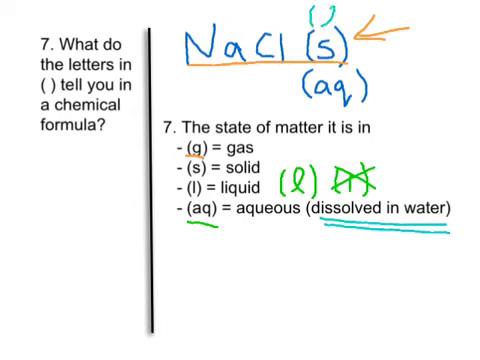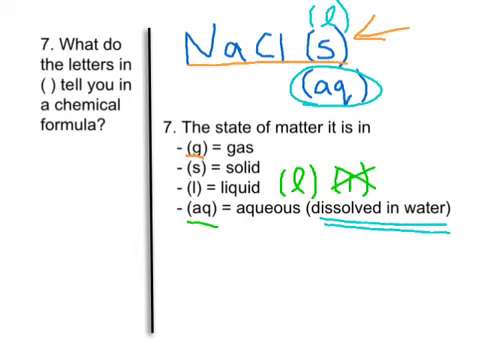If NaCl was a pure liquid, that means that we melted those crystals into pure liquid form, which is different than AQ. AQ means we put it in water and we dissolved it. So huge difference there. So again, liquid means pure liquid. Aqueous means it's been dissolved in water.